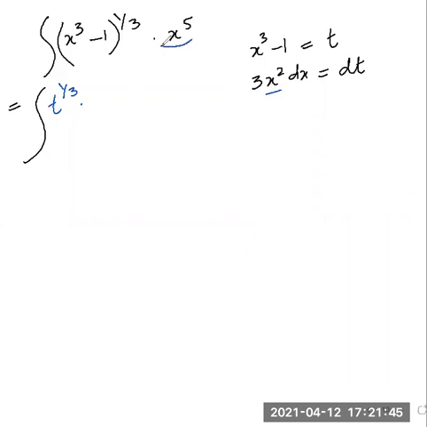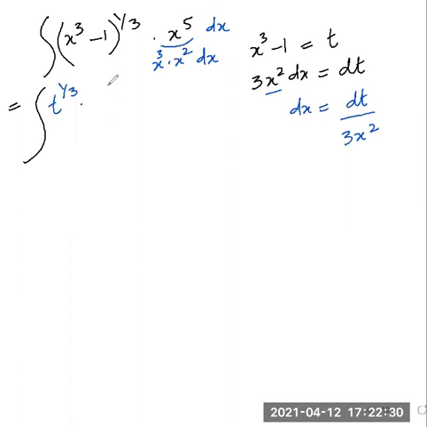Can you get x square from this? Yes, sir. x raised to power 5 can be written as x cube into x square dx. Now what will we do? dx is equal to dt by 3x square. So this will be x cube into dt by 3x square into x square.